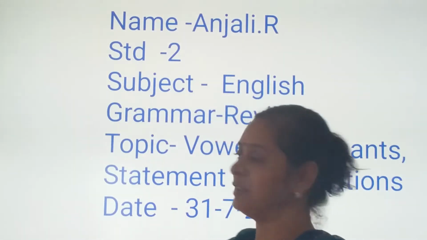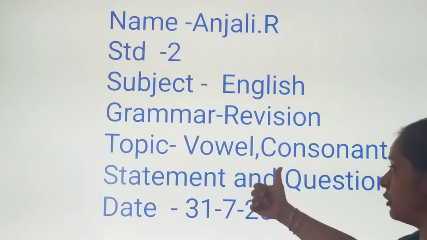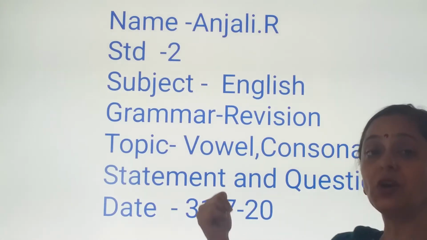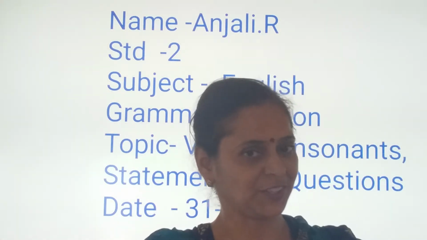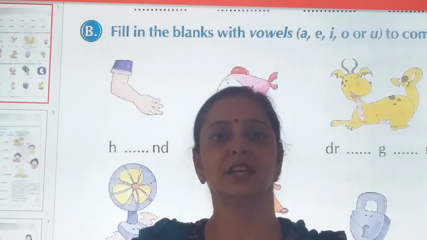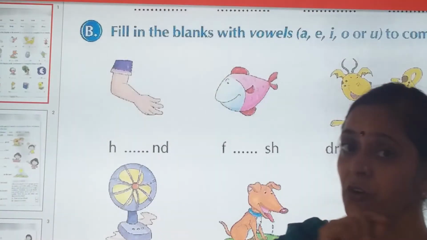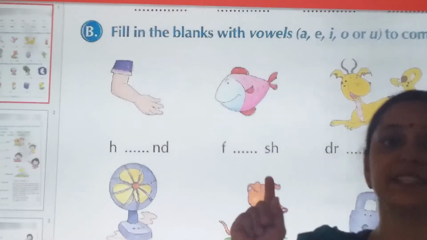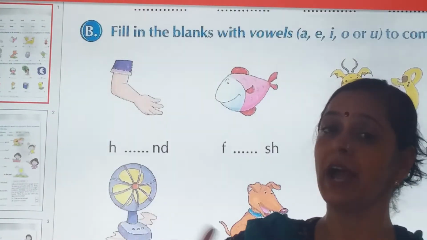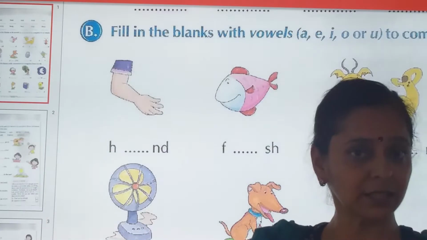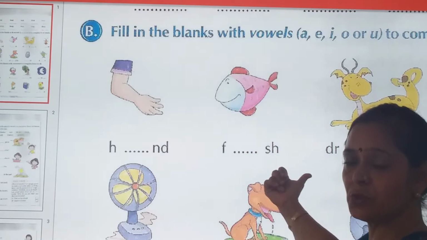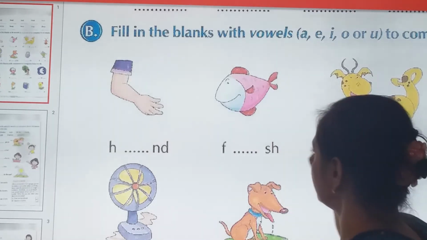So today we will be going with the revision of vowels, consonants, statements and questions. So let's start with our revision. Okay, let's start beta. So my dear students, you remember vowels? I taught you vowels that are A, E, I, O, U, and other than the vowels are the consonants. But first we have to go with the vowels. So let's recap with our revision.